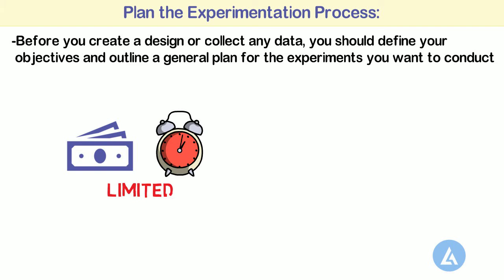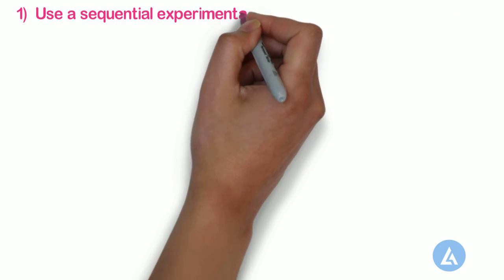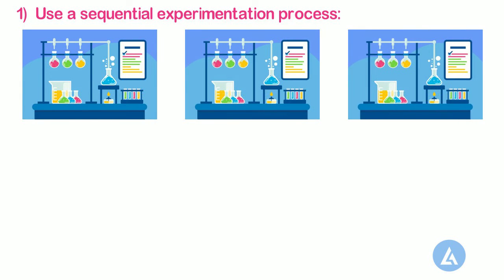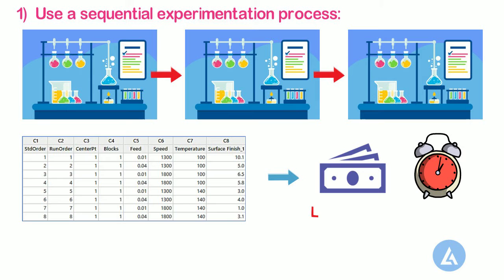Because resources are limited, it is very important to get the most information from each experiment you conduct. This experimentation process consists of 5 steps. 1. Use a sequential experimentation process. A sequential experimentation approach uses a sequence of smaller experiments where the results at each stage guide the experimentation at the next stage. An advantage of the sequential approach is that at each stage only a small number of experiment trials are conducted, so that you are less likely to waste resources on unproductive trials.